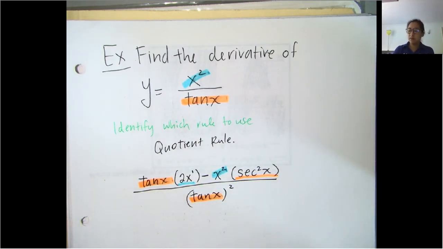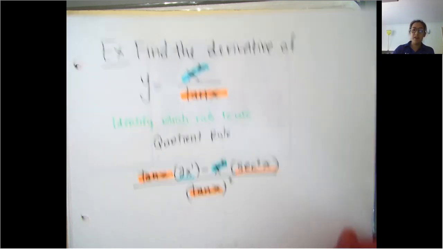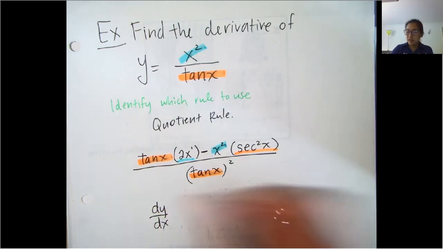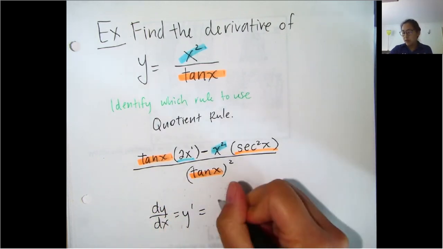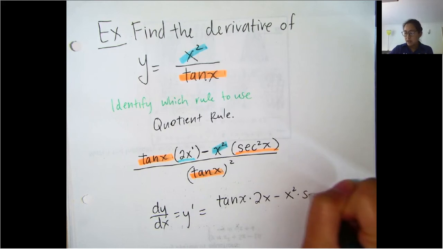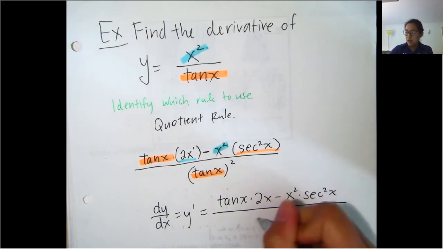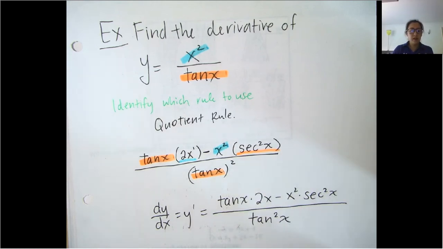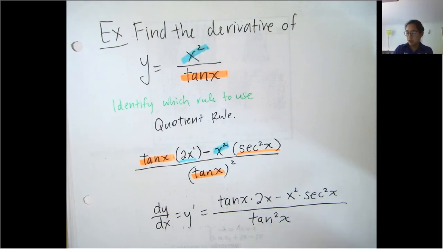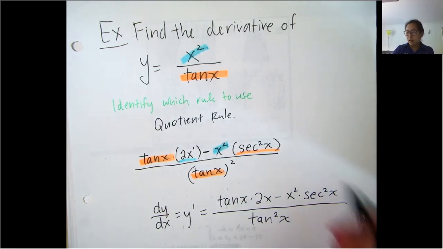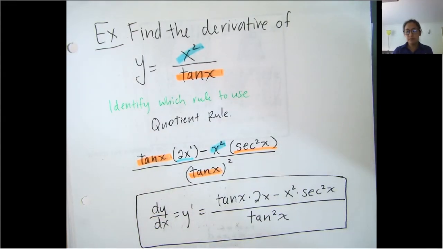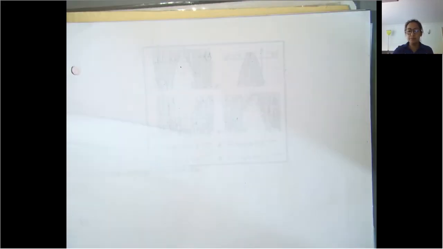Okay, and so just to rewrite this in a form that more people would find conventional, we would say dy dx, or another way to say dy dx is y prime, equals, and then we have tangent of x times 2x minus x squared times secant squared of x all over tangent squared of x. Okay, so remember with trig functions, we write the square or the exponent on the actual trig function. And as you guys know, in my class, we do not need to simplify, so we can leave it just like that. Okay. All right, let's go ahead and do one more example.